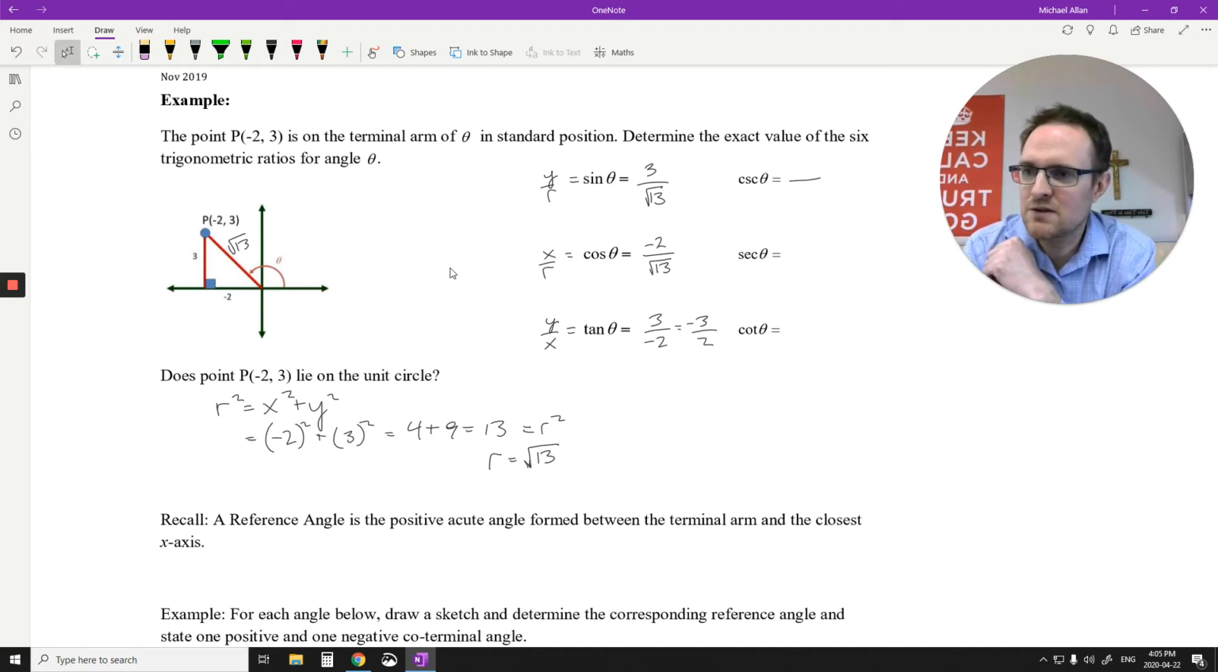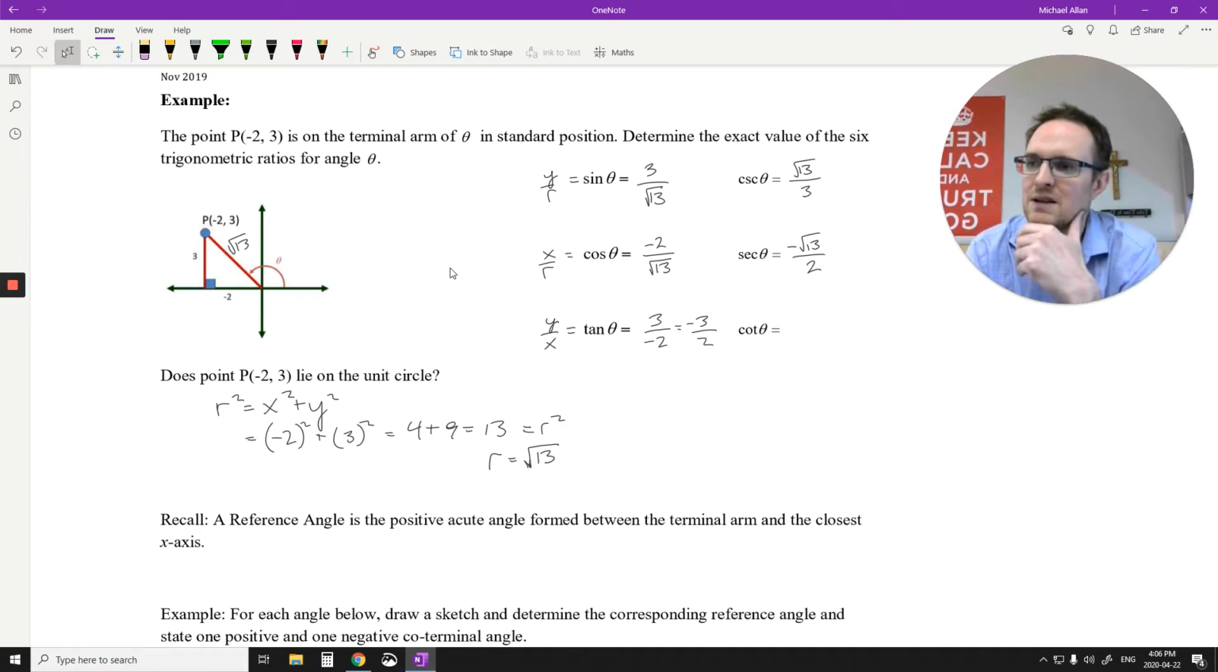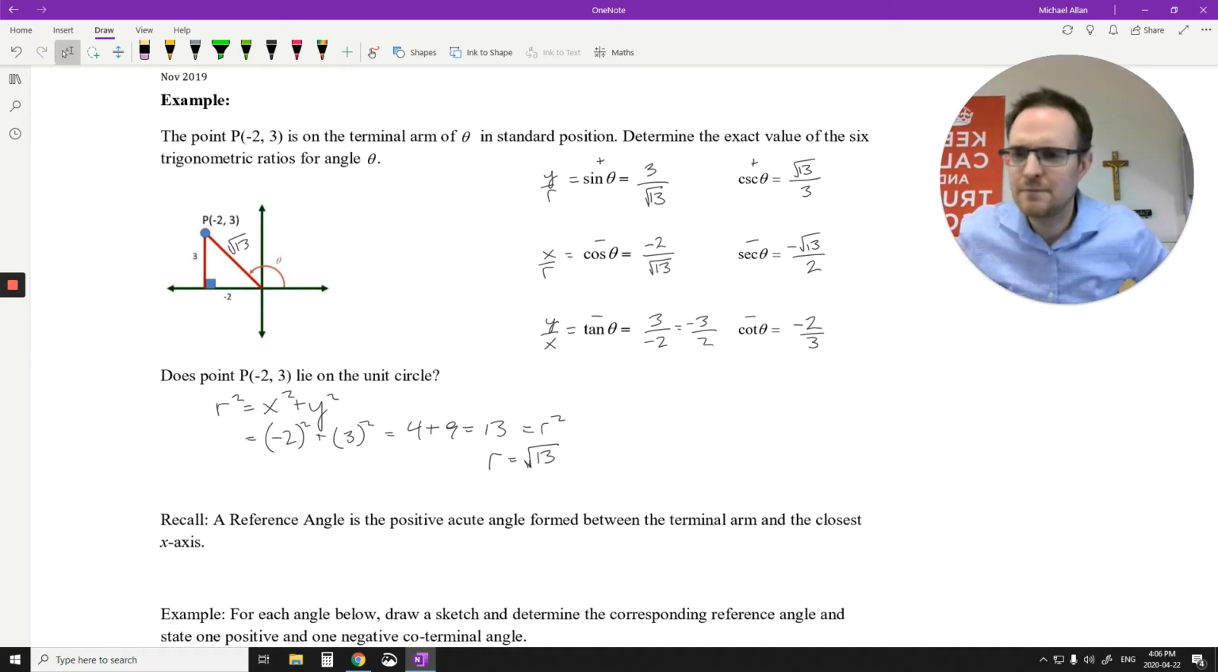Now these are the reciprocals, so they're just going to take the reciprocal of each one of those. Now the reciprocals of these don't change sign. They're not negative reciprocals. They're just the reciprocals. So they're just going to flip over. So the sign stays the same. If sine is positive, cosecant is positive. If cosine is negative, secant is negative. If tan is negative, cotangent is also negative. So the sign still stays the same. It just flips over. That's all it really does.